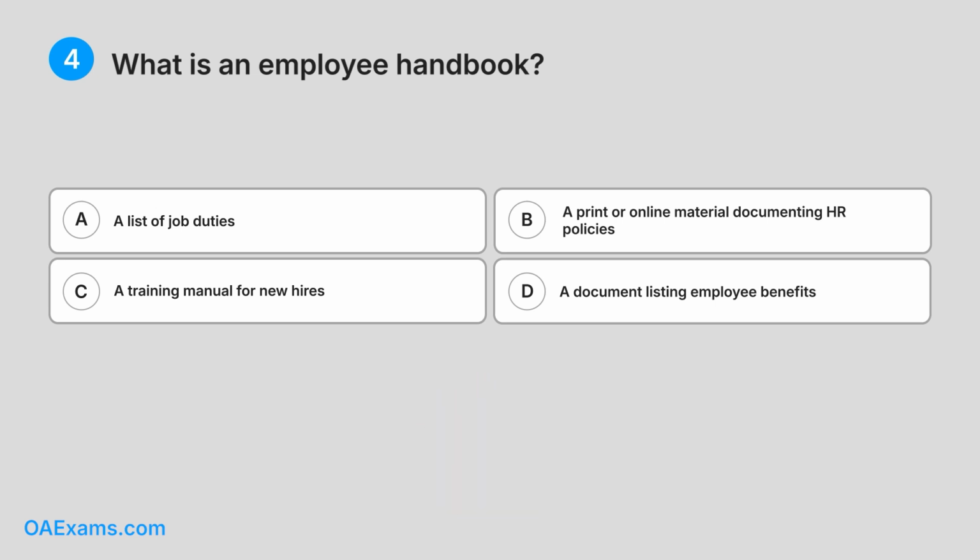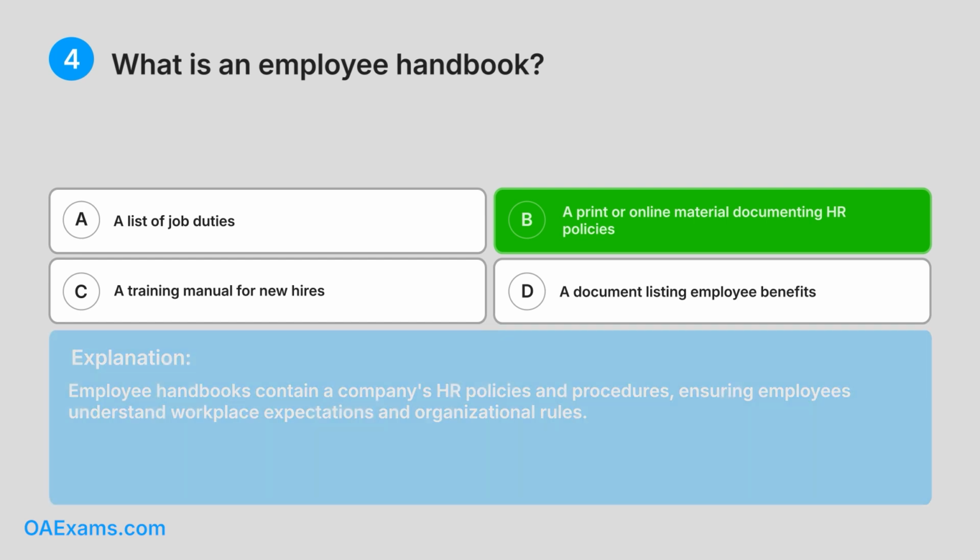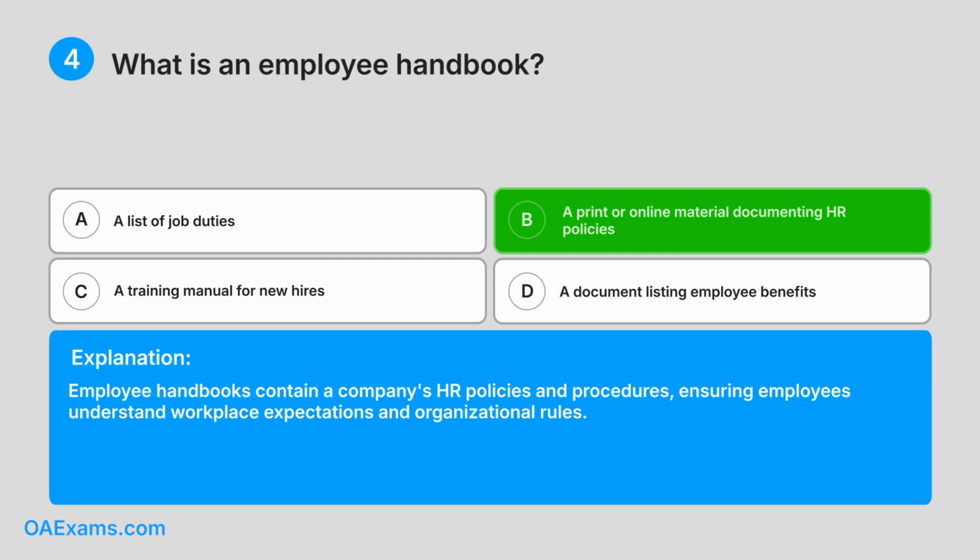Correct answer. B. A print or online material documenting HR policies. Explanation. Employee handbooks contain a company's HR policies and procedures, ensuring employees understand workplace expectations and organizational rules.